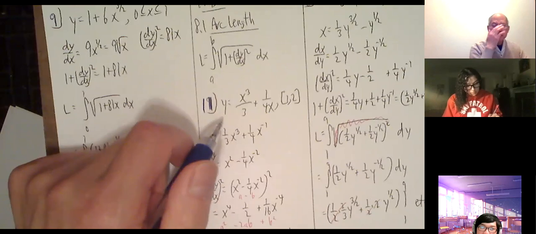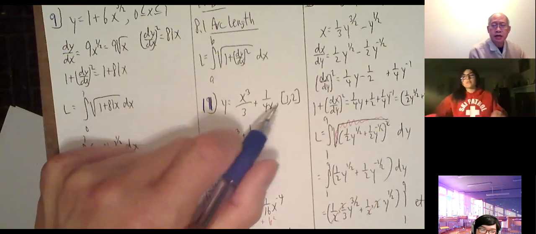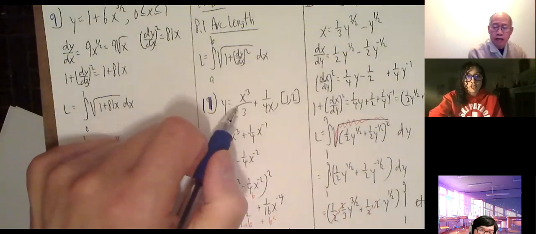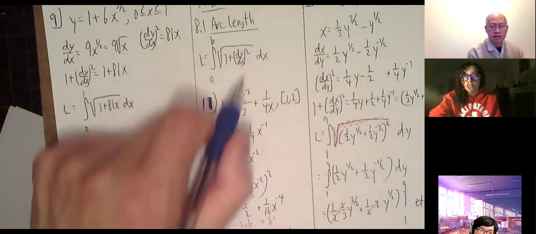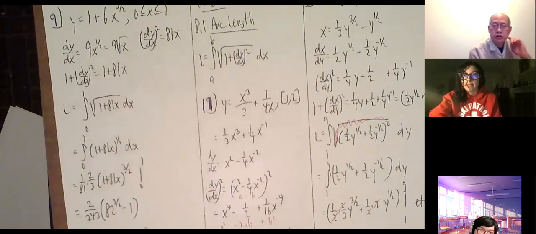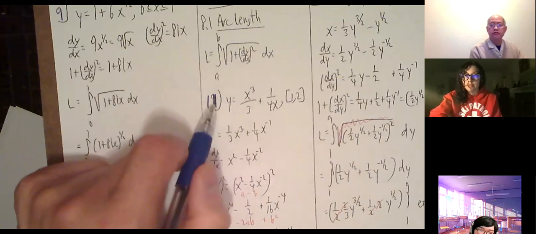Okay, problem number 11. Y equals x cubed over 3 plus 1 over 4x, and you're going from 1 to 2. So you see what's happening. This has some shape. You can use techniques from Calc 1 to figure out what it looks like, but whatever it looks like, you're going from x equals 1 to x equals 2. We're finding the arc length. How long is it if I walk along the curve?